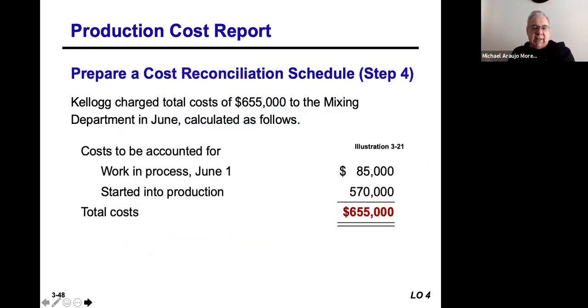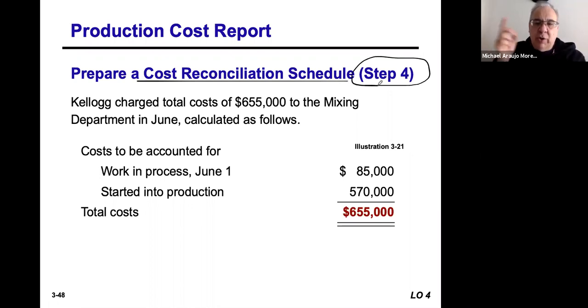So those are things that you kind of knew in a way, because you've seen them in the previous slides. What we're going to do now is actually put together the whole thing. It's called a cost reconciliation schedule, and it's step 4. It includes the information you just looked at in 1, 2, and 3. So all of those calculations are part of it.